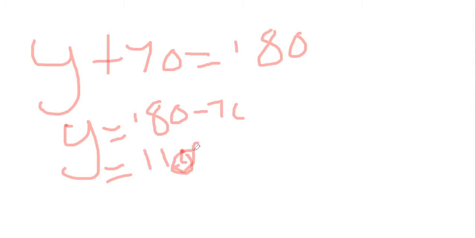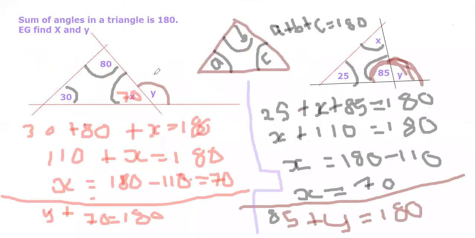Note that it can come to any other number. This is 70, so this is 110 degrees. I'd rather leave it without the degree symbol. So Y is equal to 110. So here is 110.